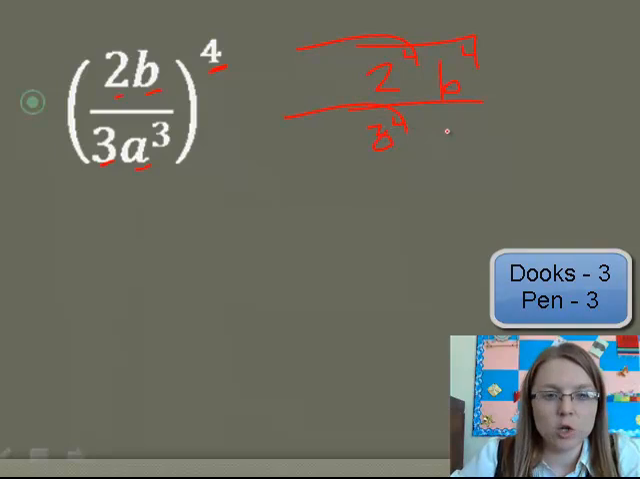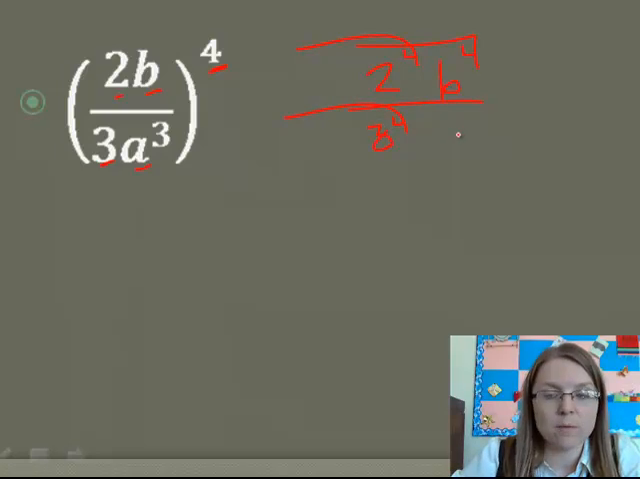And then a cubed raised to the power of 4 means power to a power, so that means we're going to multiply together the exponents. So that gives us a to the power of 12.